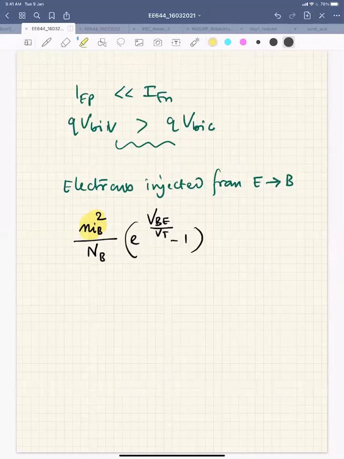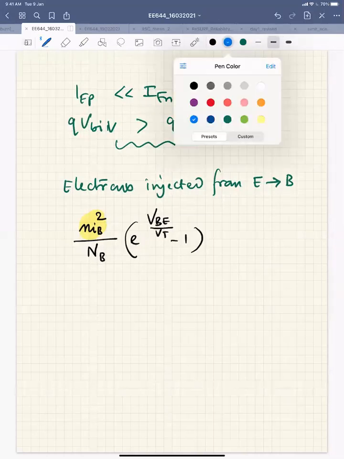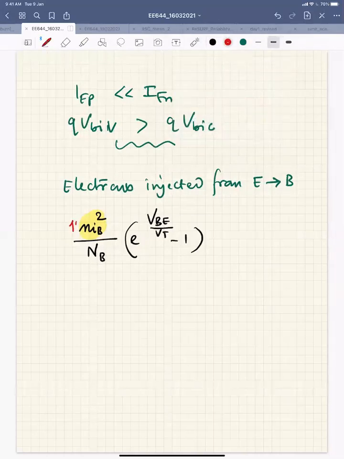So NIB has increased. Let's say if you go from silicon to germanium, your NIB will be increased 10 to the 6 times. That means at the same base to emitter voltage, you are injecting 10 to the 6 more electrons from emitter to base. So this is a huge number. 10 to the 6 means it's a huge number.